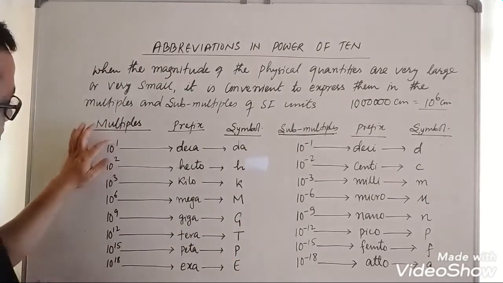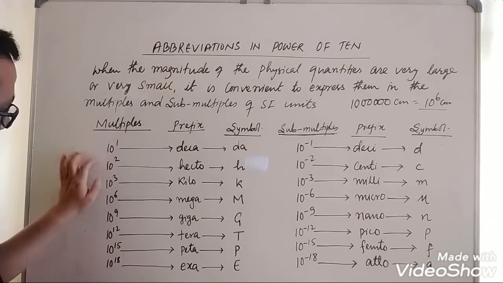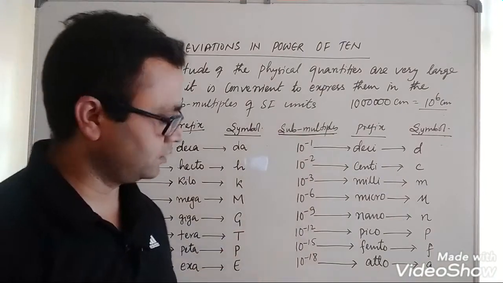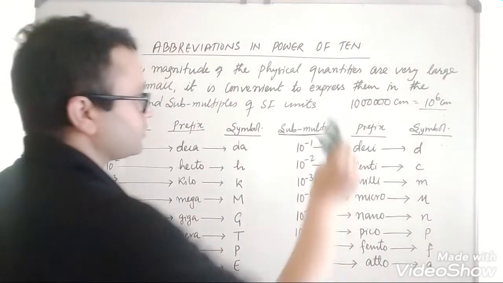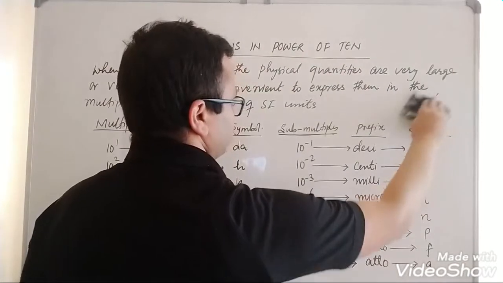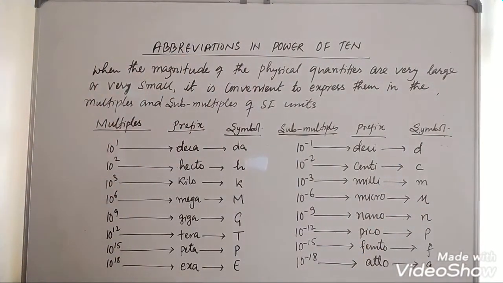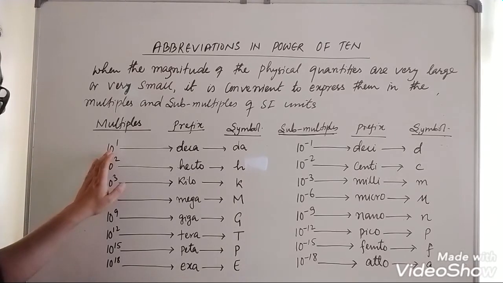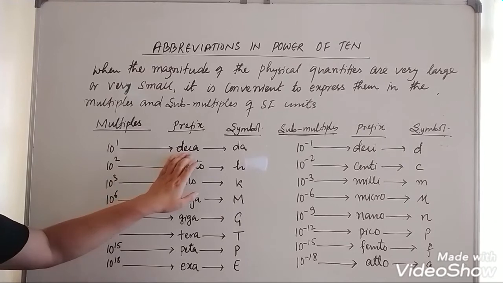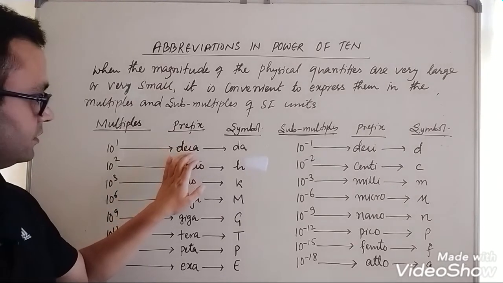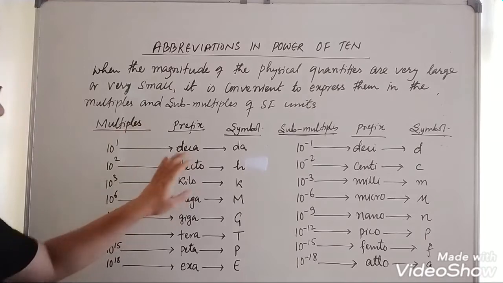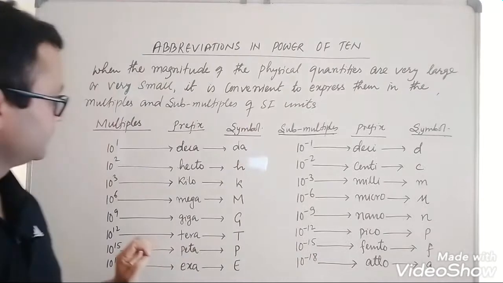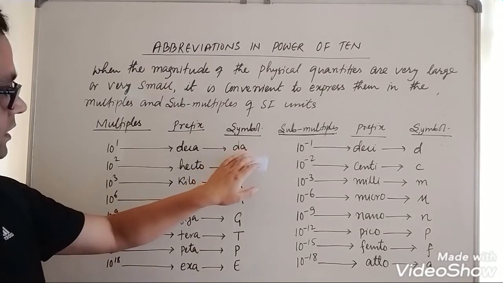In the multiples case, all the powers are positive. In the submultiple case, all the powers are negative. So first, for larger physical quantities, 10 to the power 1 is deca. The prefix is deca. If there is deca meter, so decameter. The symbol is da, small letter d, small letter a.